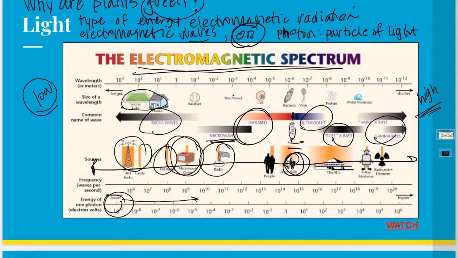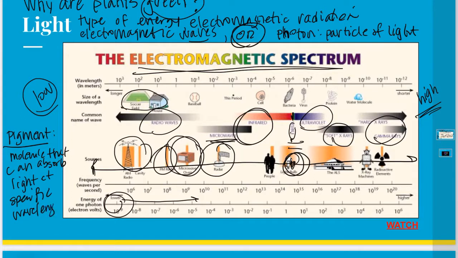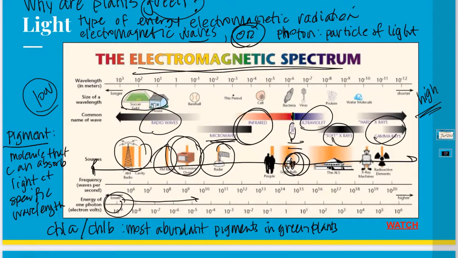Now, specific molecules can absorb light in the visible range. We call those pigments. All that a pigment is, is a molecule that can absorb light at a very specific wavelength. The two most abundant pigments in plants are chlorophyll A and chlorophyll B. They're two different ones; they just absorb light at slightly different wavelengths. Those are the most abundant pigments in green plants.